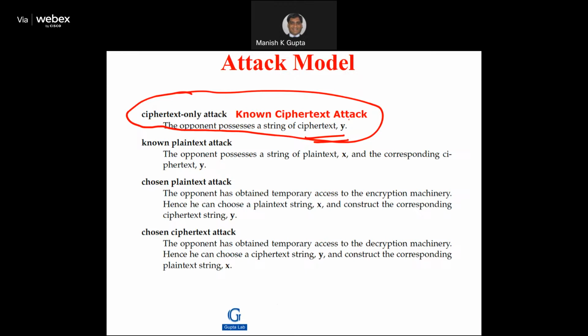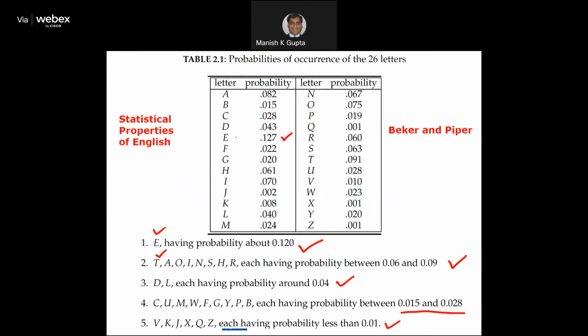So I'm right now focusing on known ciphertext attack. The opponent possesses a string of ciphertext that we have. Now I have to break it. How? How are we going to do that? Here is the property: the statistical properties of English.